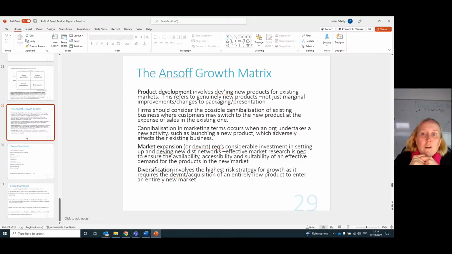Cannibalization in marketing terms occurs when an organization undertakes a new activity, such as launching a new product, which adversely affects their existing business. So for example, we mentioned shampoo before. In product development, we're targeting the travel market, and so we normally had a 200 ml bottle of our classic shampoo, and now we are extending the range by offering this 50 ml version that can go through airports and so on. It would be a problem if some people, when they normally would buy 200 ml, buy the 50 ml instead. That's going to be a problem overall for our company, because the profit will be a lot lower per unit on the smaller bottle than on the bigger bottle, and we have just eaten our own profits in that case.